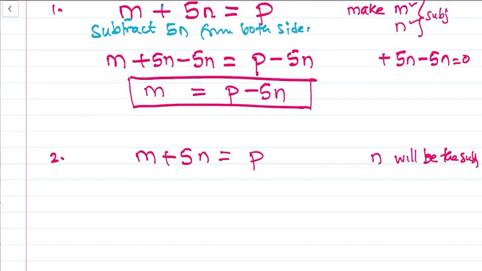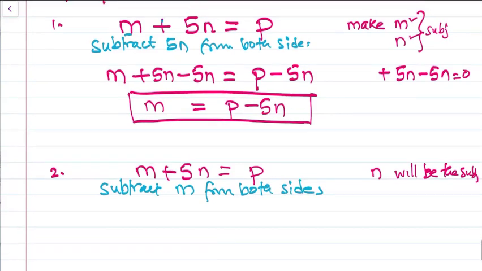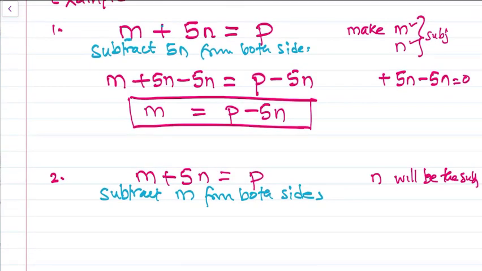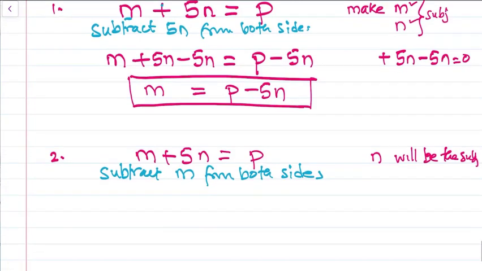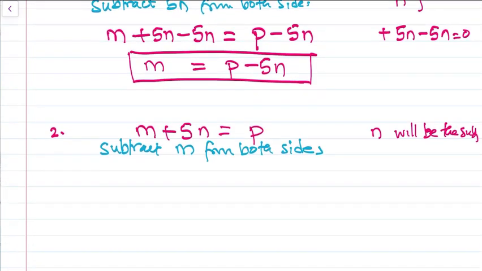We are going to say subtract m from both sides. Remember in our previous exercise, we have plus 5n. That is the operation. That is why we subtracted from both sides. In this instance, we have positive m. We are going to do exactly the same thing. Subtract m from both sides. And you know what it will look like?